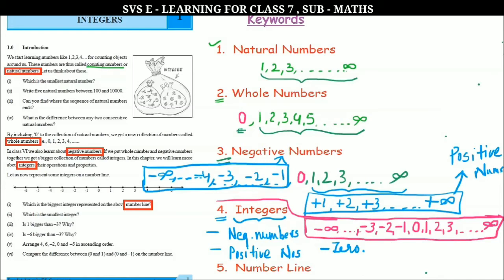Let me make it very clear here. This whole set, minus infinity to plus infinity, is known as integers. So they include negative numbers from here to here. From here to here we have positive numbers and 0. 0 is neither negative nor positive.